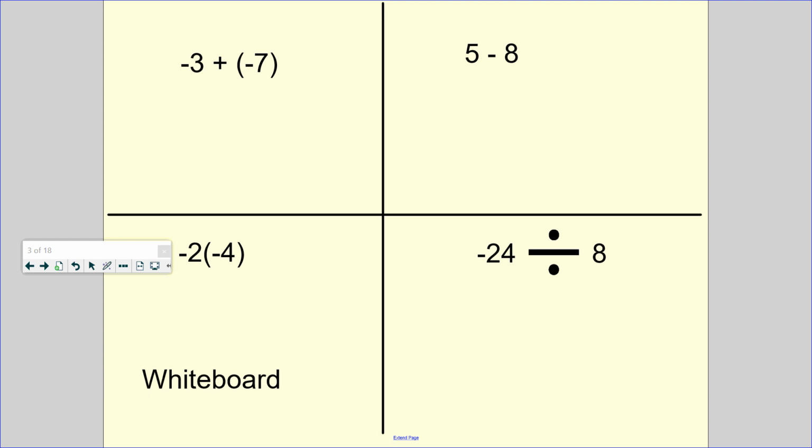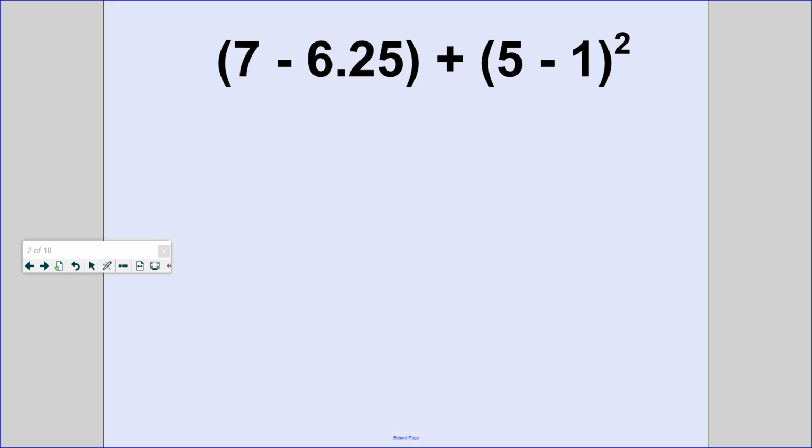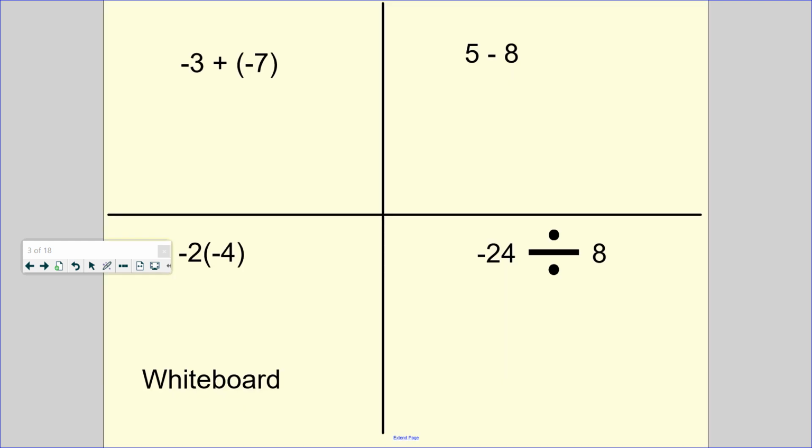So today we're going to be practicing more with integers, because in today's activity you're going to see a lot of different types of integers. So what is negative 3 plus negative 7? If I add 3 negatives plus 7 negatives, what do you have? Do you see any zero pairs here? No. Negative 10. Next one.